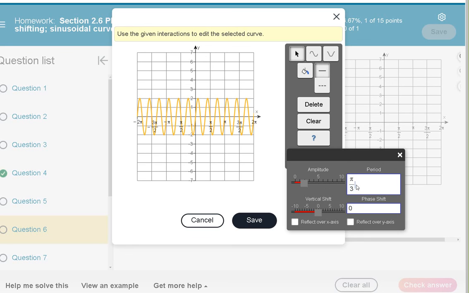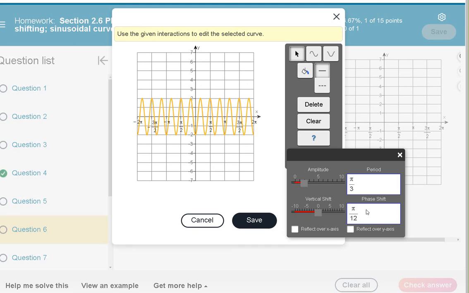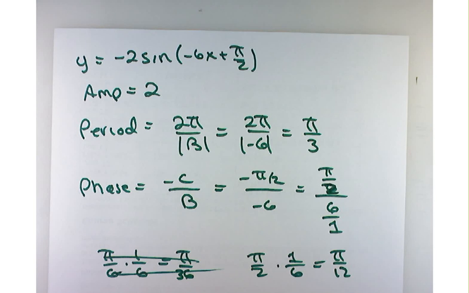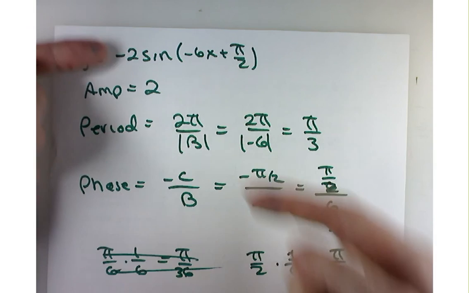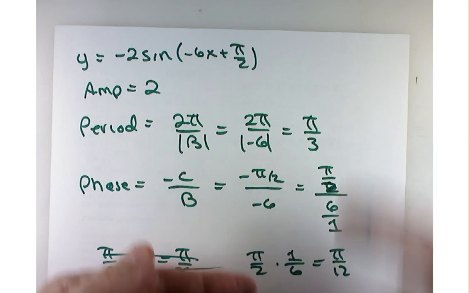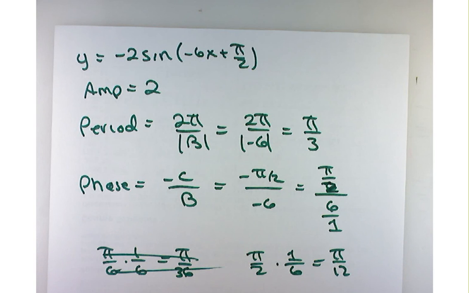All right, that's looking better. There's no vertical shift. That would be D. So my vertical shift is going to remain 0. My phase shift is going to be pi over 12. So pi divided by 12. And what else? Well, the negative out in front of this, what's that do to your graph? It reflects it around the x-axis. So I got to check that box there. I got to reflect around the x-axis.